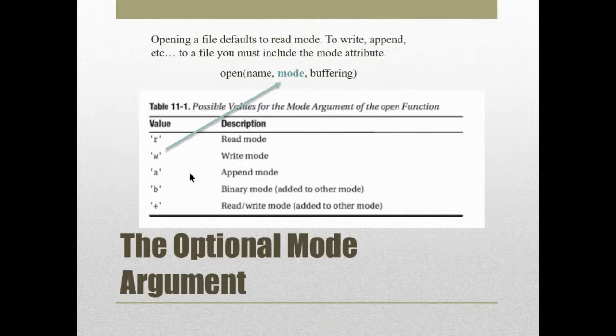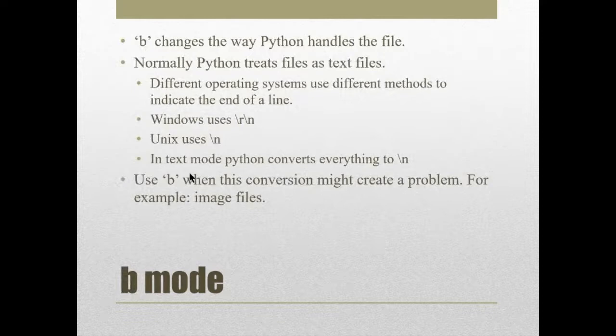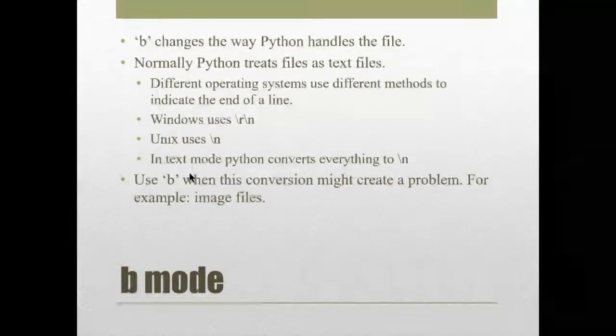So by default, the default is read mode, but if we wanted to write to a new file, we would use W. The plus allows you to do both reading and writing if you put it next to an R or W. The B mode basically changes the way Python handles a file.